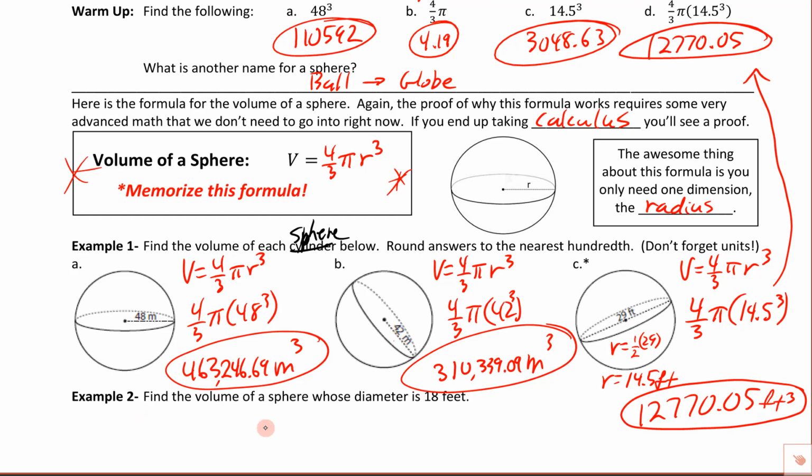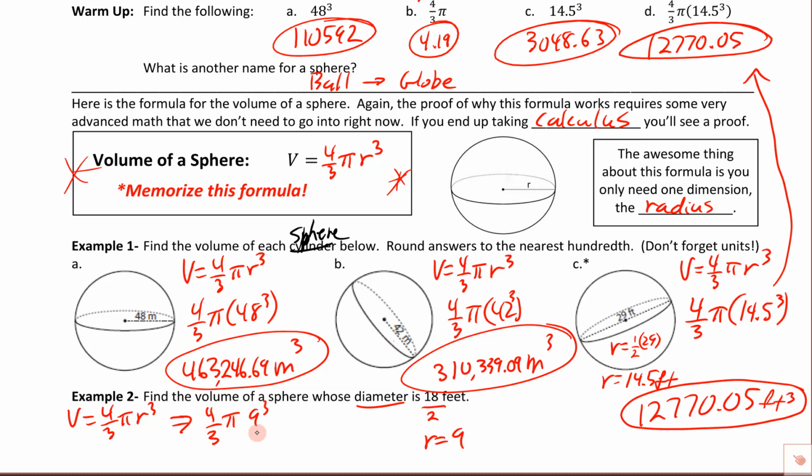It says find the volume of a sphere whose diameter is 18 feet. No diagram, so let's write down the formula. 4/3 pi r cubed. So on this problem, that's going to be 4/3 pi, and then we're going to have 9 cubed. Now, where did the 9 come from? Well, the 9 came from the fact that they said diameter. So if the diameter is 18, we're going to divide that by 2, so the radius is 9.